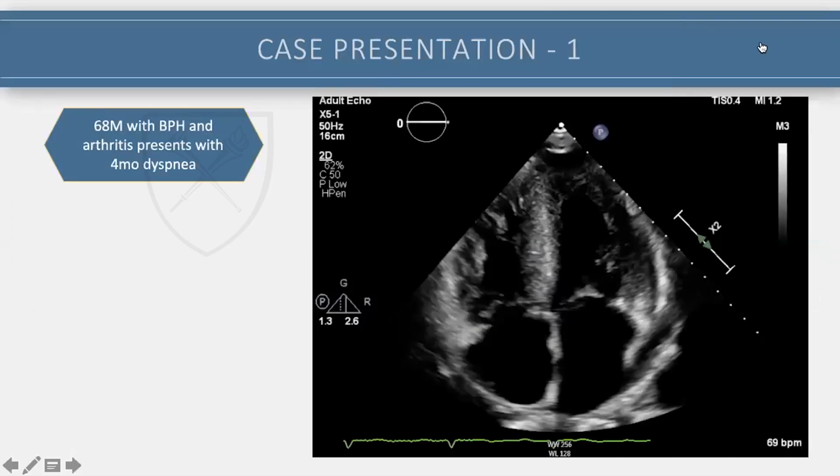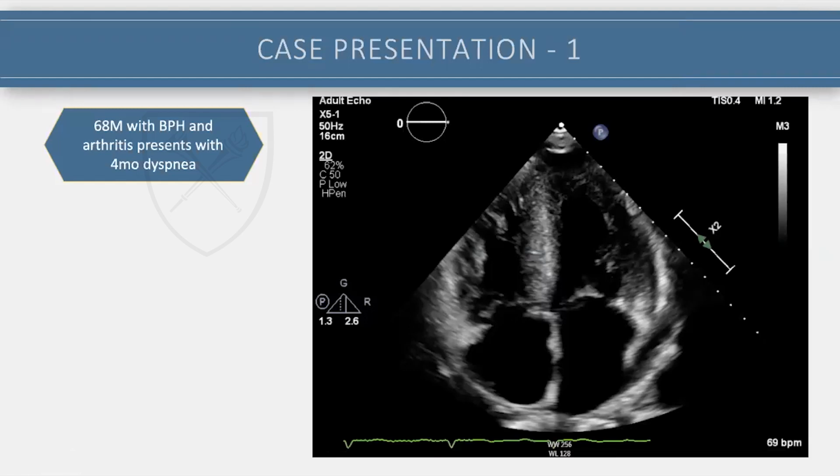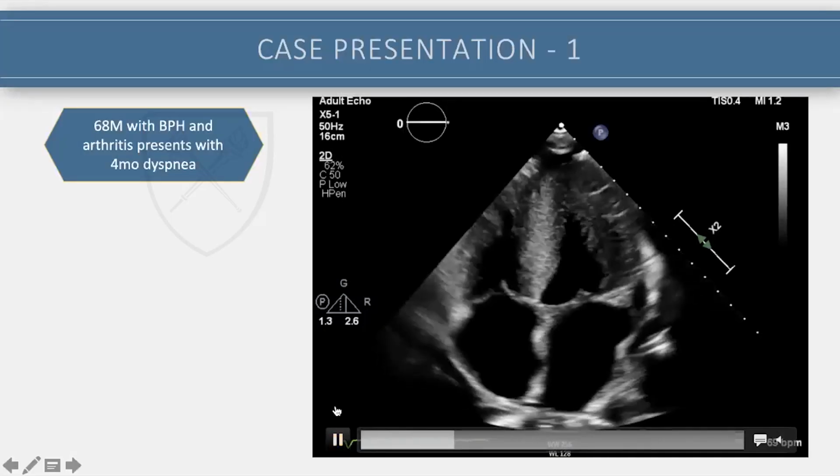So I'm going to start just briefly with two quick case presentations. This is the first one. This is a 68-year-old gentleman. He presented to Grady, and he had pretty minimal past medical history: BPH, arthritis, basically endorsing 4 months of worsening dyspnea. And as part of the workup for the dyspnea during his hospitalization, he had a TTE ordered. I'm going to just show you the 4-chamber if I can here.